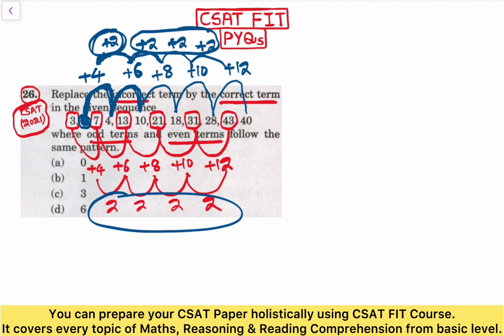So we need to replace the incorrect term with the correct term. So the correct term is 0. So incorrect term था वो 2 था. That this number is the incorrect term and the correct term is 0 instead of 2. So option A is the answer, right?